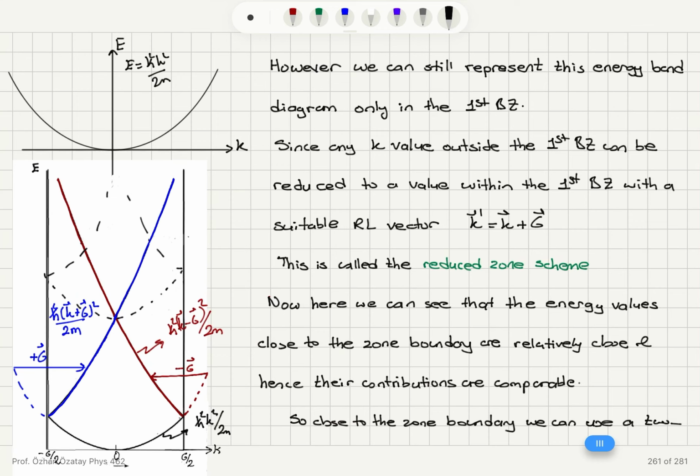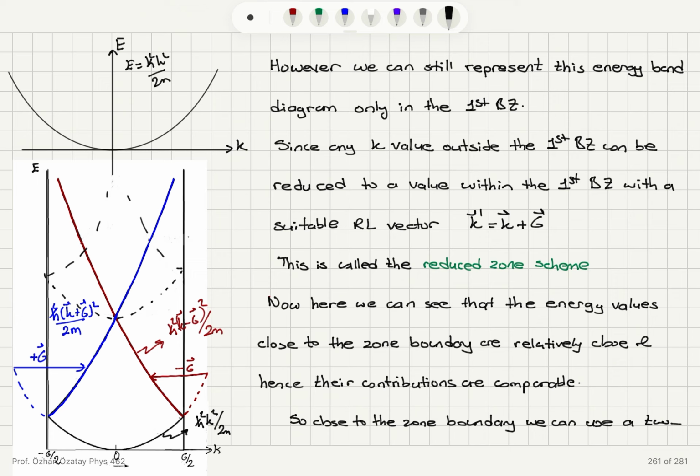This is called the reduced zone scheme, that is plotting all the k values, all possible energies in the first Brillouin zone by bringing the wave vectors outside the Brillouin zone using reciprocal lattice vectors back into the first Brillouin zone.